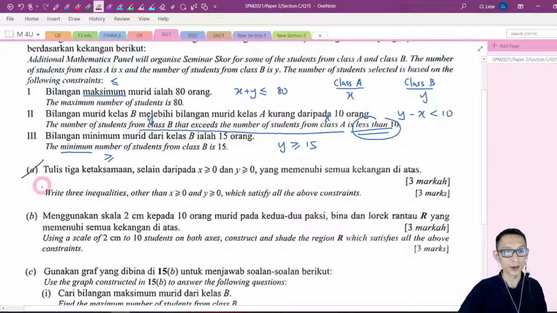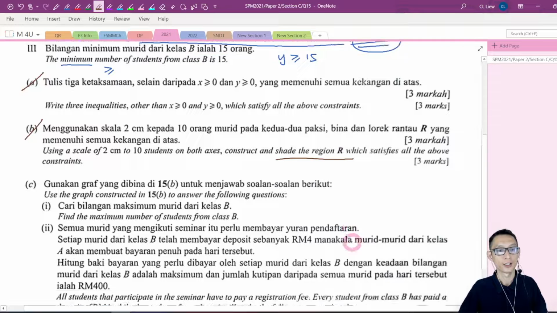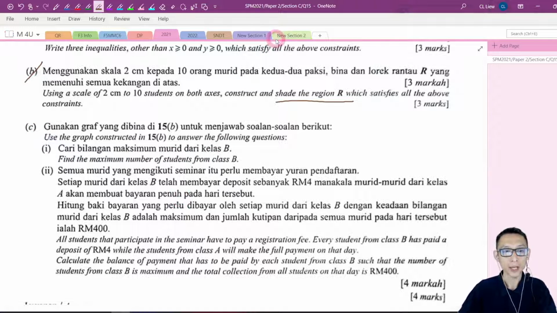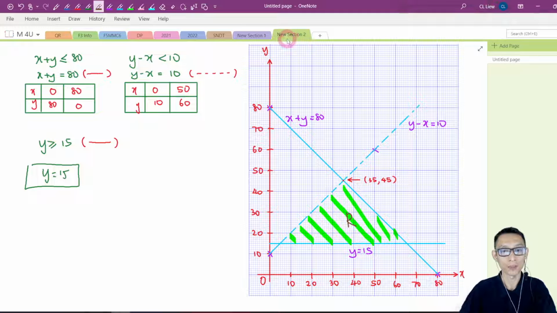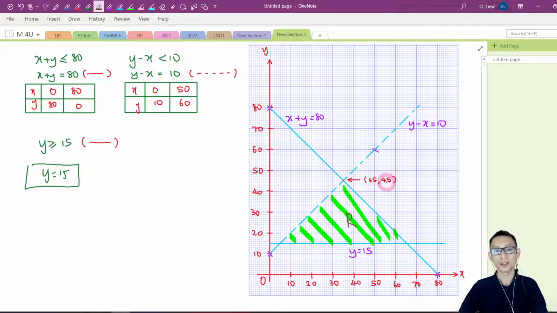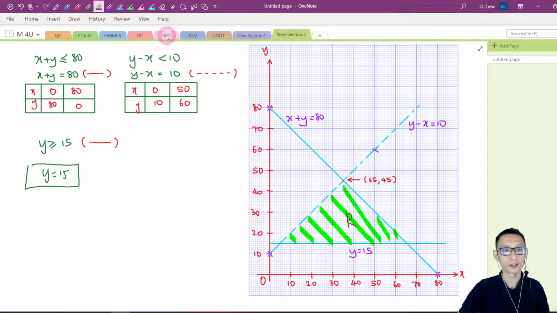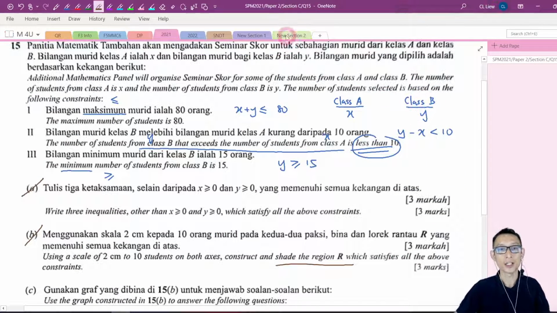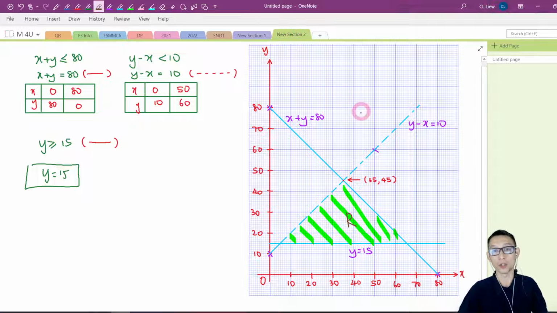Let's go back to the question. We have done this part. Okay, shade region R. Okay, let's go to the last one. So this one you have to be more careful. For C1, find the maximum number of students from class B. Maximum number of students from class B. When you look at this one, okay, class B is Y. It's Y, right? So we have to look at the maximum value of Y.